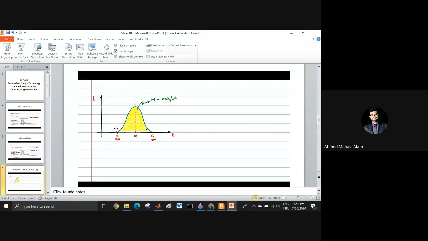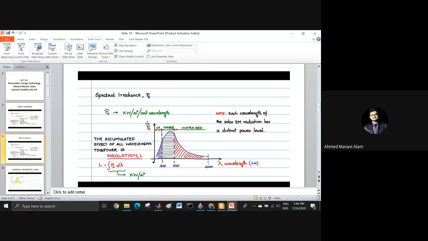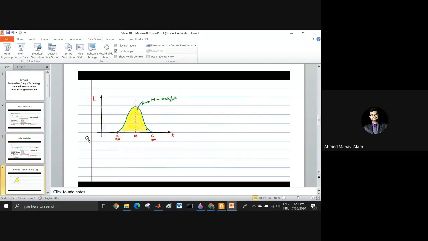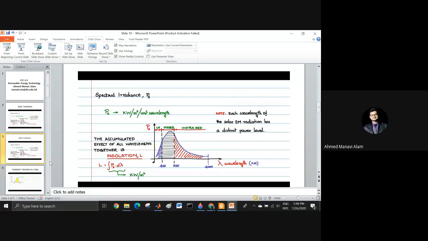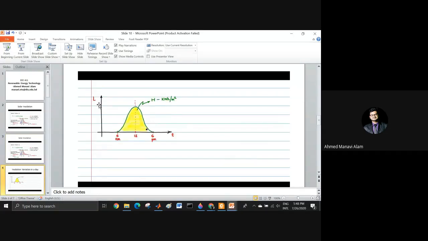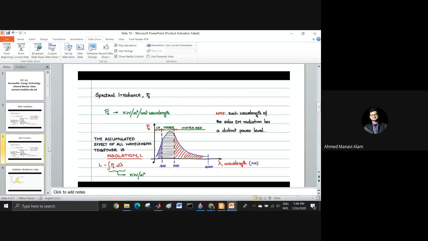But remember, whenever you are seeing this graph, this is the solar insolation versus time, and this other graph is the spectral irradiance versus wavelength. Though these two graphs look very similar, they are very different graphs. This graph is spectral irradiance versus wavelength. From this graph we get the solar insolation, and this graph is the solar insolation versus time.